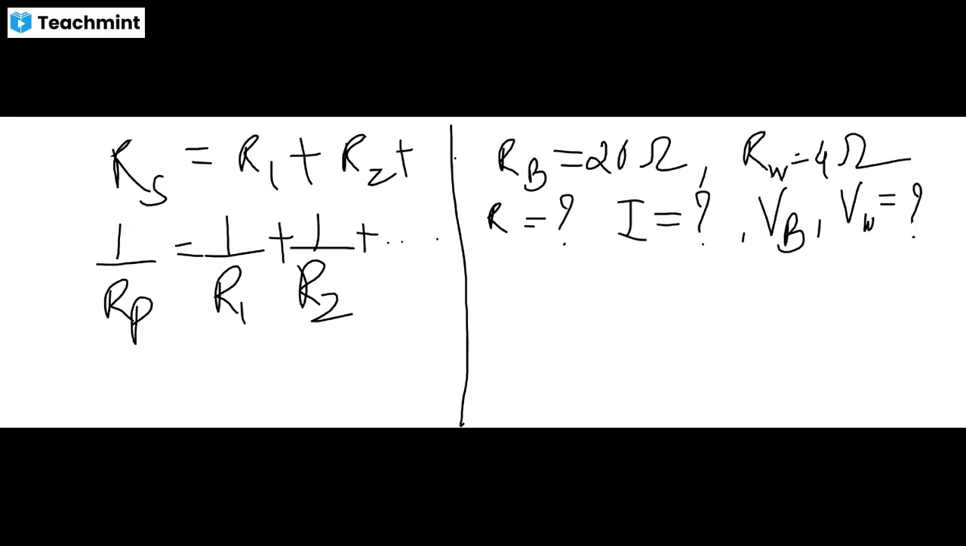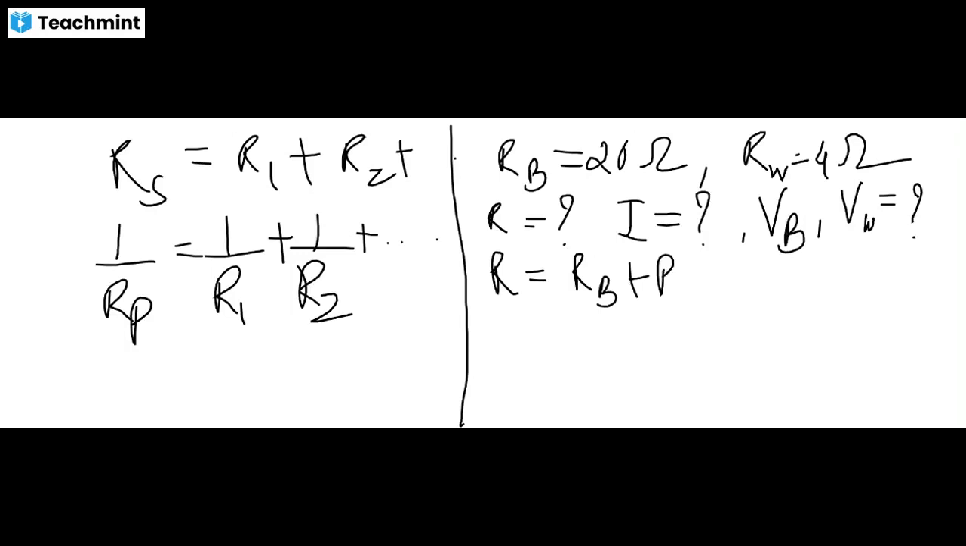So how do you calculate the total resistance in the circuit? They are connected in series. Total resistance R will be equal to resistance of bulb plus resistance of wire. That is 20 plus 4. You get it as 24 ohms.